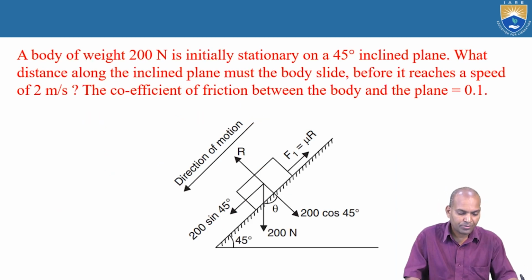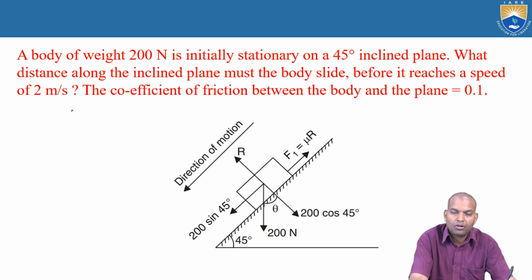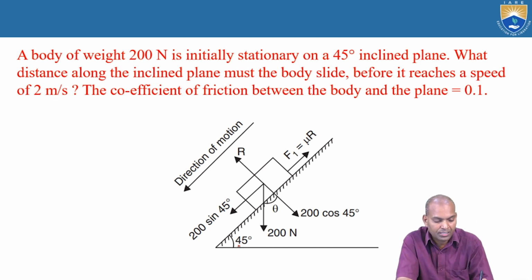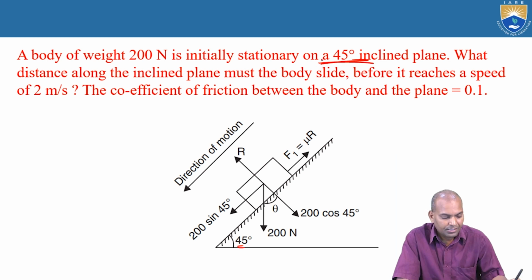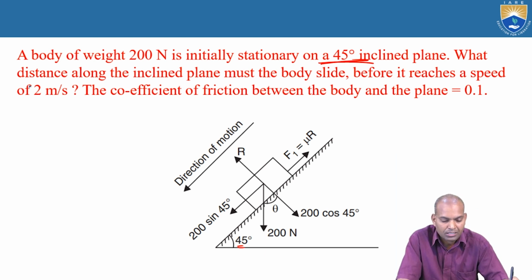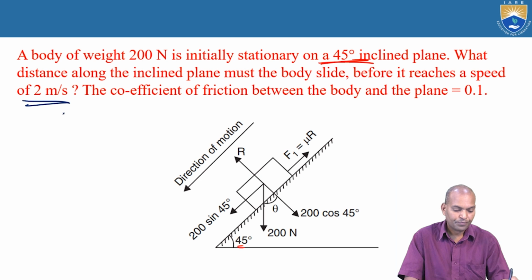Now let us solve problems based on the application of those cases. A body of weight 200 newtons is initially stationary on a 45-degree inclined plane. Here the angle of the inclined plane is 45 degrees. What distance along the inclined plane must the body slide before it reaches a speed of 2 meters per second? The final velocity is given. The coefficient of friction between the plane and the body is mu equal to 0.1.